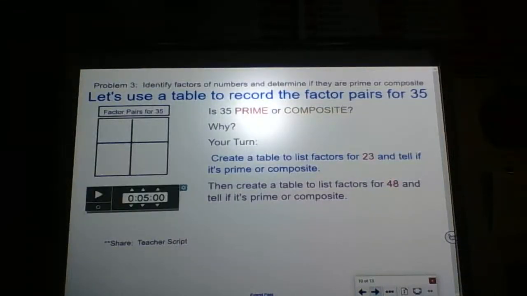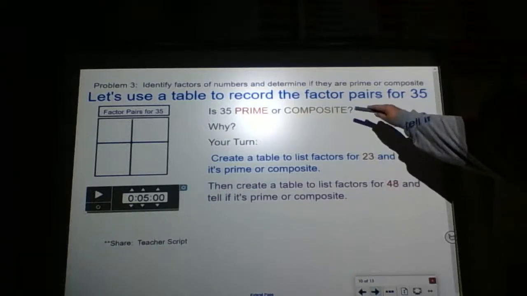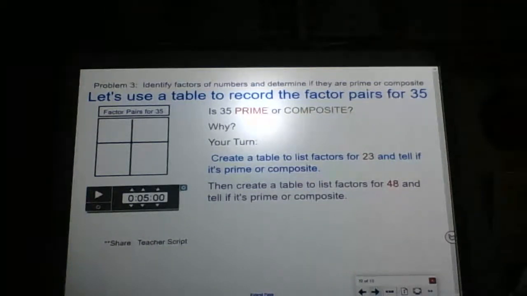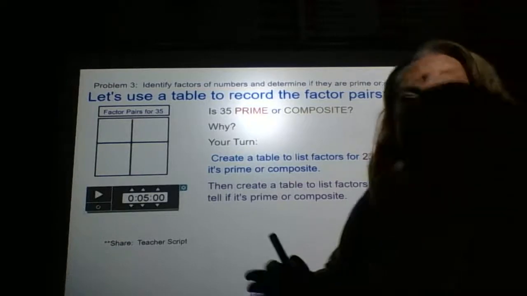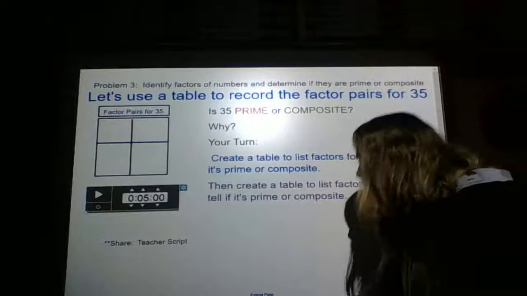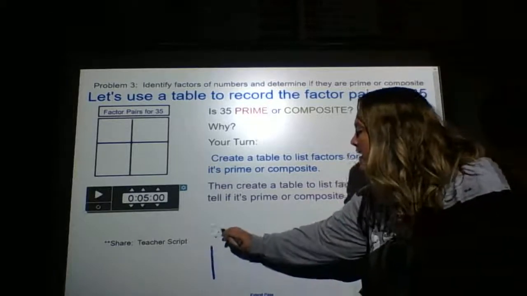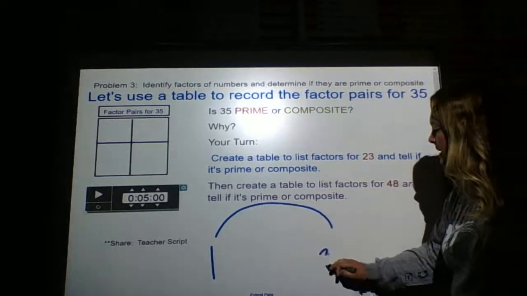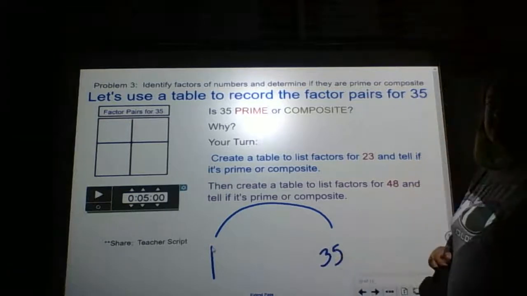All right, let's take a look at this. It wants factor pairs in a table for 35, and they want to know if 35 is prime or composite. So what am I going to build? A factor rainbow. All right, let's start with our factor rainbow. Ready? And my factor rainbow always starts with 1 and the number I'm talking about. So I'm talking about 35. You with me so far?